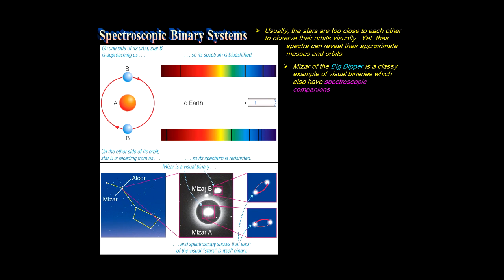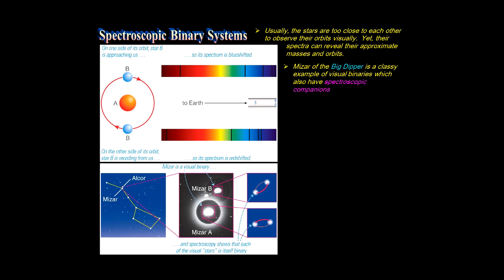A wonderful example of this is Mizar, which is a star second from the end of the handle in the Big Dipper. It's very easily seen with the unaided eye. And there happens to be another star with that, Alcor. And Alcor, if you look at it, you think, oh, look at that, there's a binary system. Turns out that's an optical double. It's not really a binary. Optically, you can see that star, Alcor, right next to it, but it's not gravitationally bound to Mizar, so it's not part of the binary system.